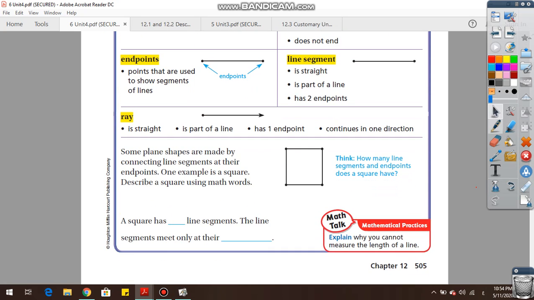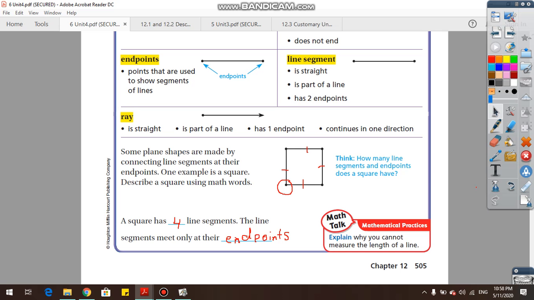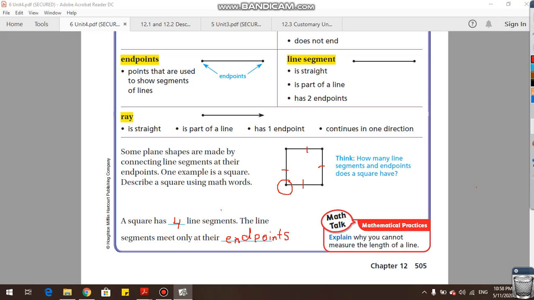Now, as you can see here, some plane shapes are made by connecting line segments at their endpoints. One example is a square. I have here a square. Okay, a square has how many line segments? I have here a line, here a line, here a line, and here a line. So how many line segments do I have? I have 4 line segments. Okay, the line segments meet only at their what? Yes, at their endpoints. So I have 3 types of lines. I have lines, I have line segments, and I have rays.